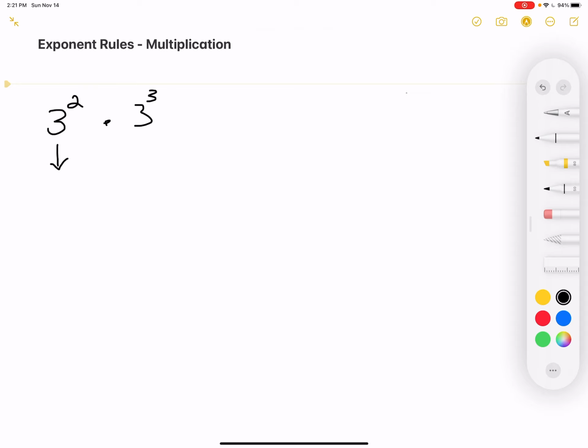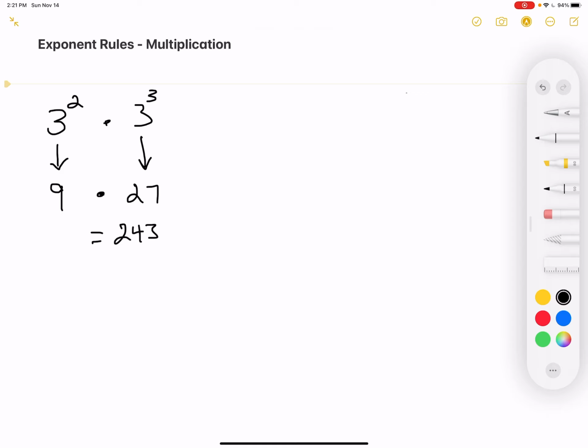If we look at 3 squared, that's like saying 3 times 3, easy math, gives us 9. For 3 to the third power, also like saying 3 cubed, 3 times 3, which is 9, we times it by one more 3, that gives us 27. Now we multiply these together. If you were to use your calculator, that is going to equal 243. That's one way to think about it.